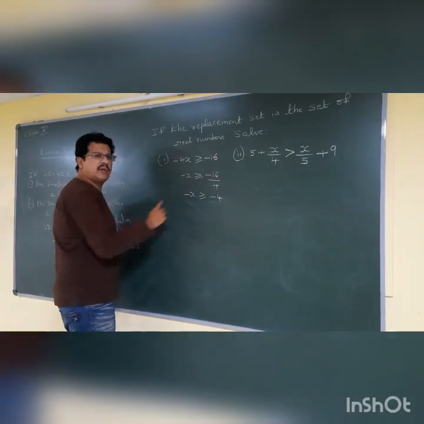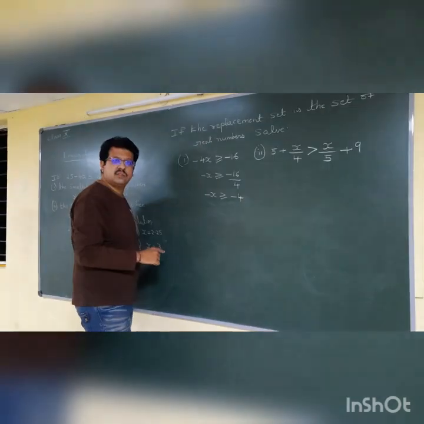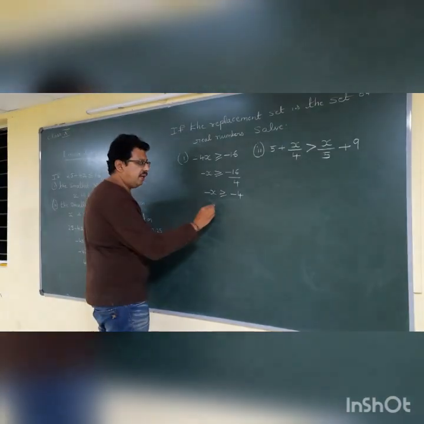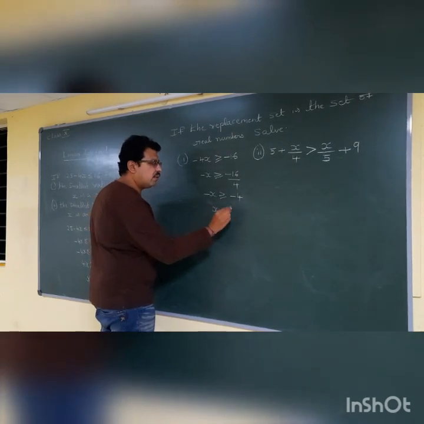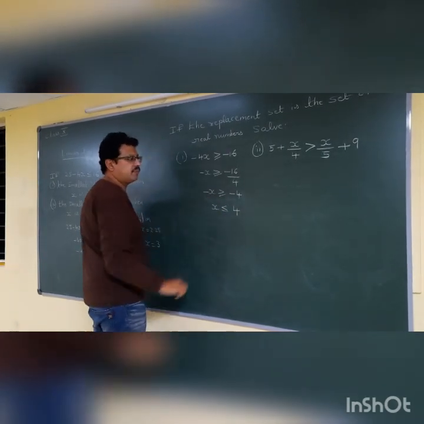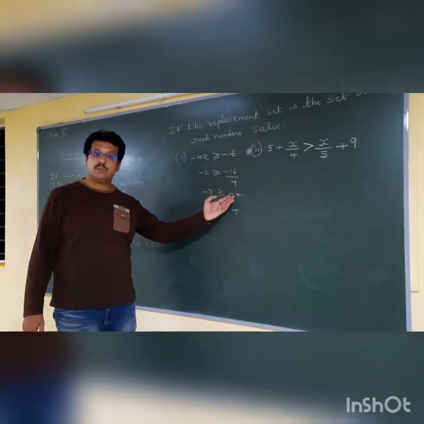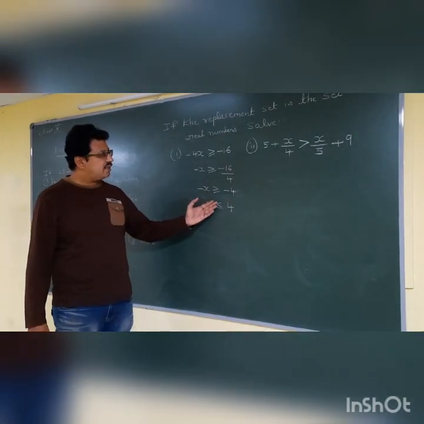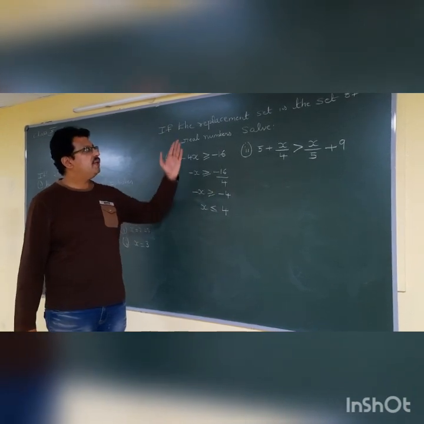Again, on both sides minus is there. We have to remove the minus, so multiply both the sides by minus. It becomes plus. x is less than or equal to plus 4, because when you multiply both the sides by minus, it becomes plus 4. So x is less than or equal to plus 4.